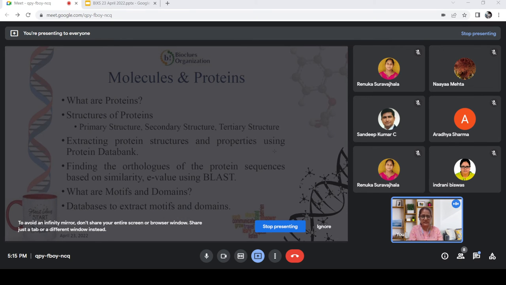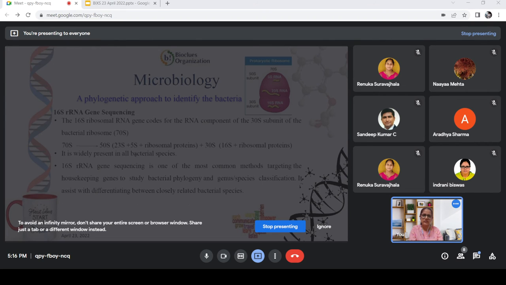So in the coming classes, you will learn in detail how proteins are formed, how their structures are maintained, how these proteins are derived and stored in data banks, and these data banks help us to retrieve data whenever we want to study further. In the third module, we'll be learning about microbiology and how we better interpret microbiology with the help of bioinformatics.